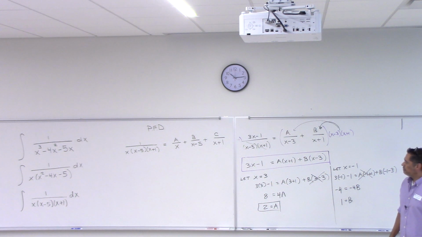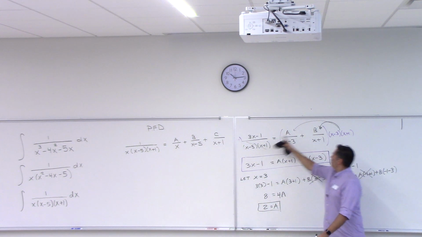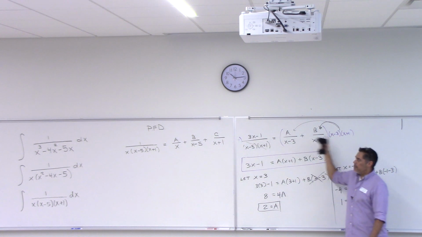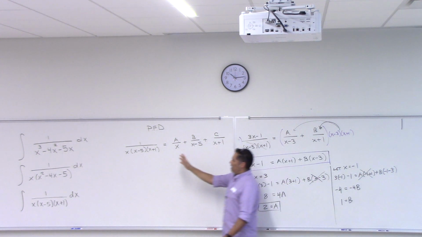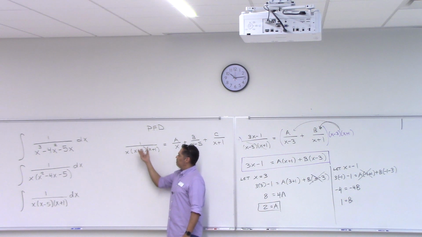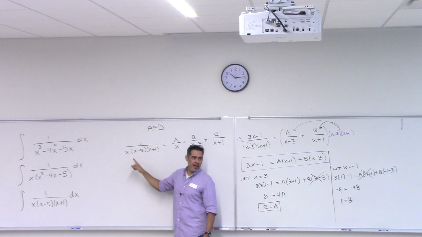Now what? Multiply by the common denominator on both sides. When I multiply the left side by this, I'm going to get what on the left side? 1.